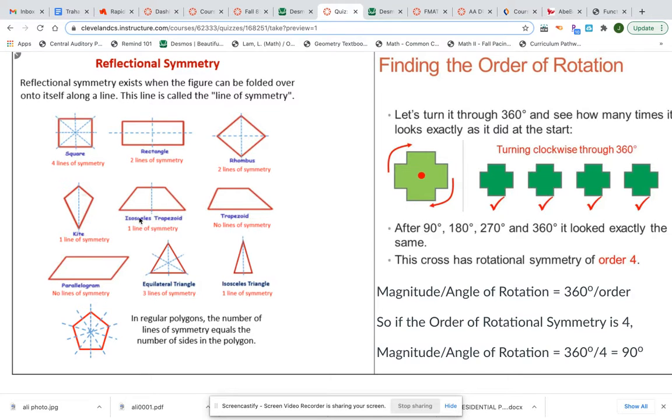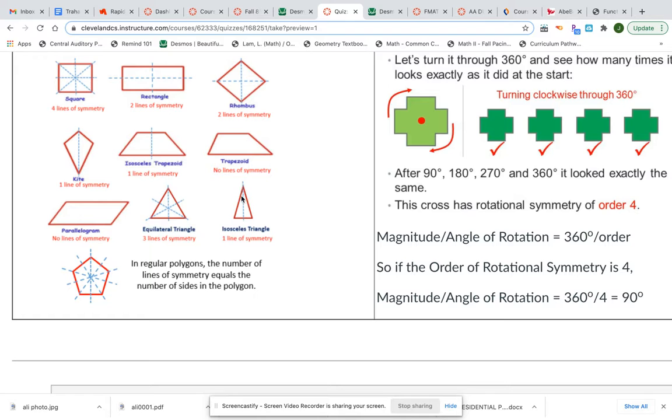Here's a kite. Here is an isosceles trapezoid. Remember, isosceles means you have 2 congruent sides. That would be this side and this side. So right down the middle, the left and right side could fold like a card. This one doesn't have any lines of symmetry. Isosceles triangle, right down the middle because the left and the right sides are congruent. So this vertex and this vertex would fold on top of each other.